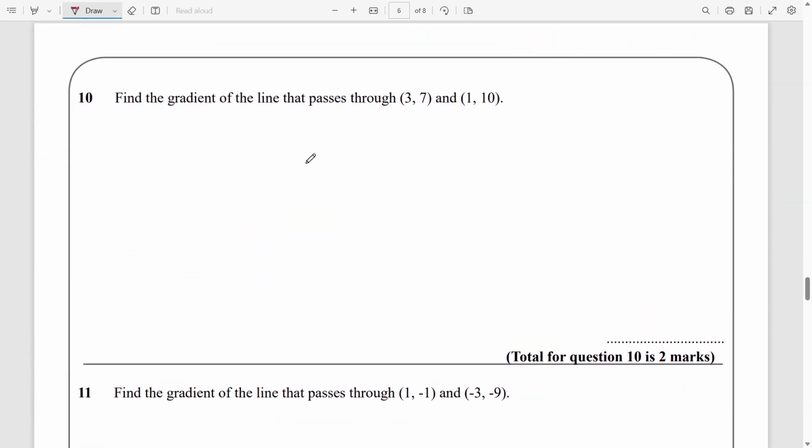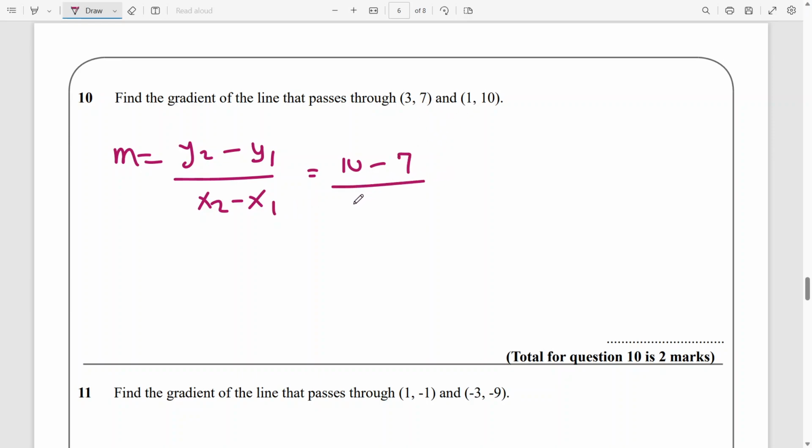So for this question, again, the gradient is y2 minus y1, x2 minus x1. y2 is 10 minus y1 is 7, x2 is 1 minus x1 is 3. So 10 minus 7 is going to be 3, and 1 minus 3 is going to be minus 2. So the gradient is minus 3 over 2.